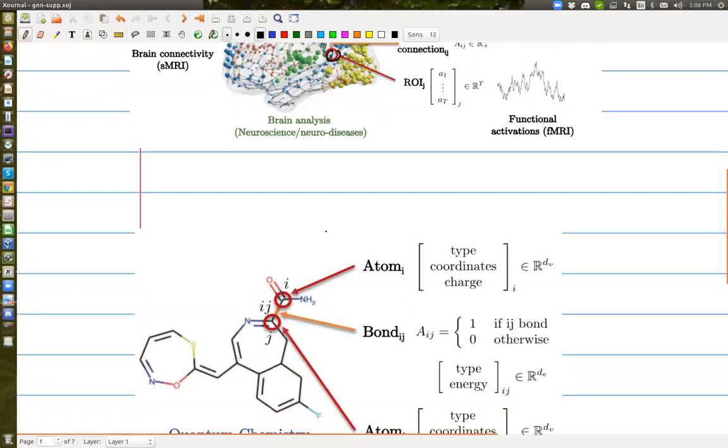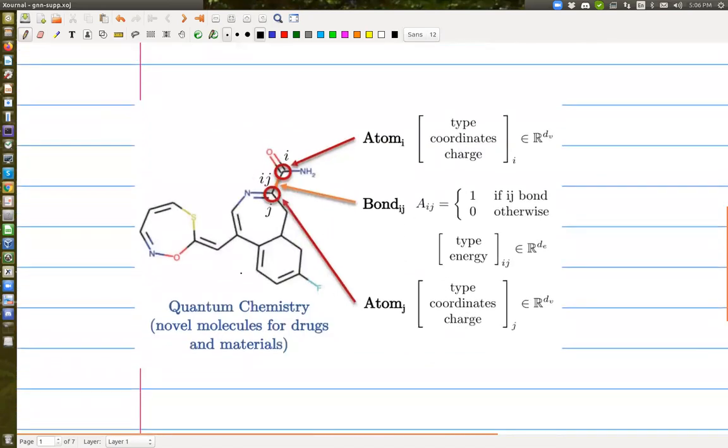And we can also talk about chemistry. Apparently any chemical particle or molecule can be represented nicely with a graph, right? You can think of each of the atoms as linked together with some bonds, and the bonds will be the edges. And the atom itself has information, for example, what the element is, what the coordinate is, what the charge is and so on. So again, we have some graph signal here.